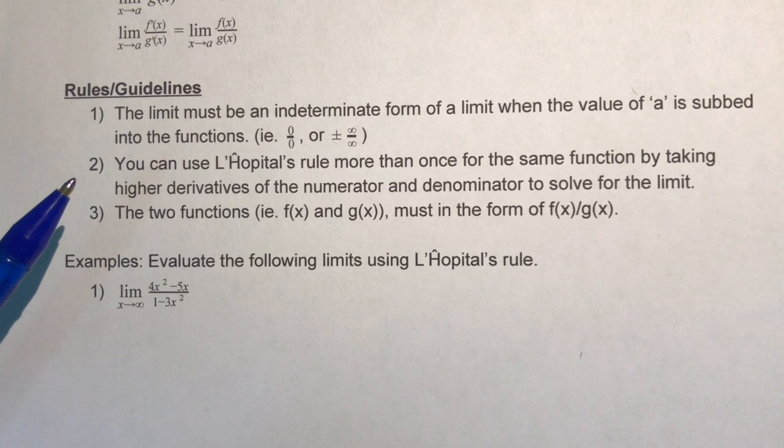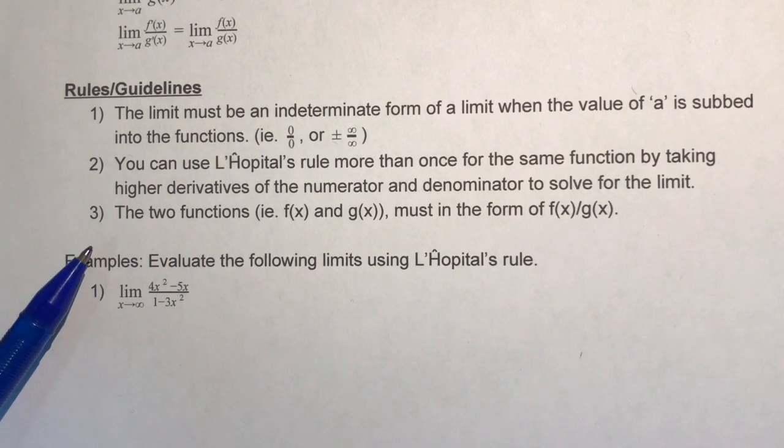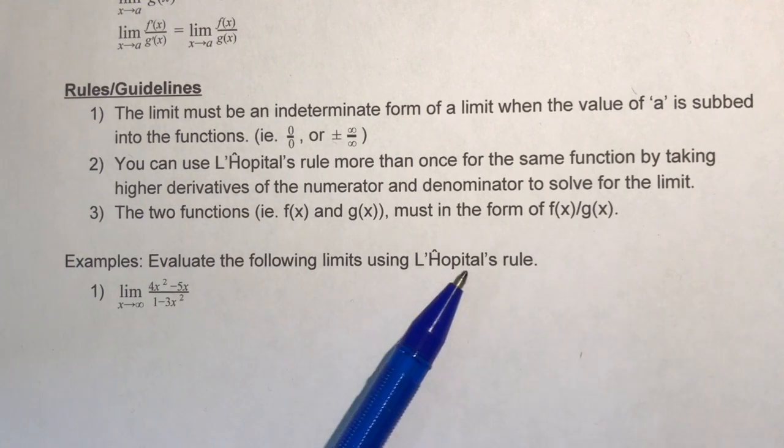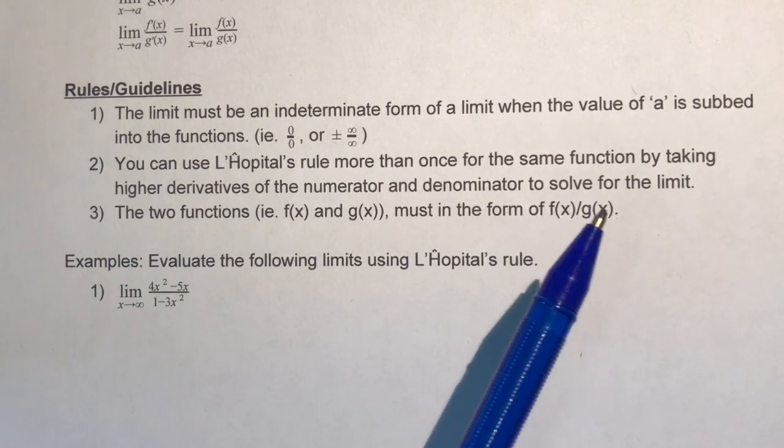Number 2 is that you can use the L'Hopital rule more than once for the same function by taking higher derivatives of the numerator and the denominator to solve for the limit. Number 3 is two functions, so f of x and g of x, must be in the form f of x over g of x.